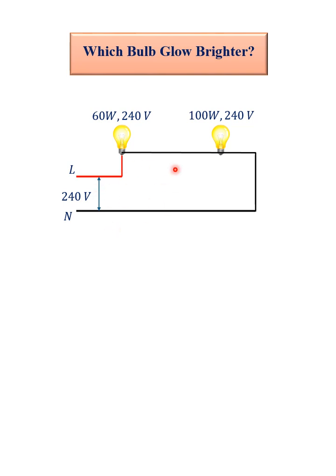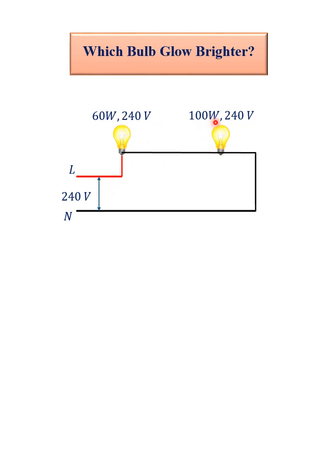Previously, I posted this question. In this video, we want to provide an answer to this question. We are to determine which of the bulbs glow brighter. We are given a 60 watt 240 volts bulb and a 100 watts 240 volts bulb, both connected in series across a 240 volt supply. Our target is to determine which of the bulbs will glow brighter in this scenario.